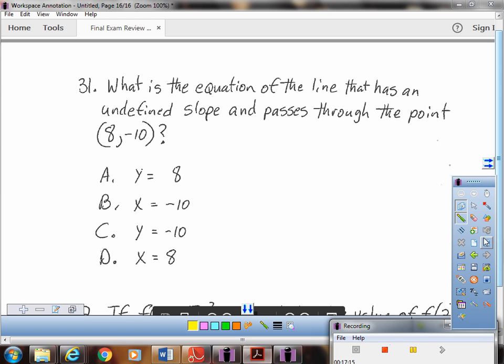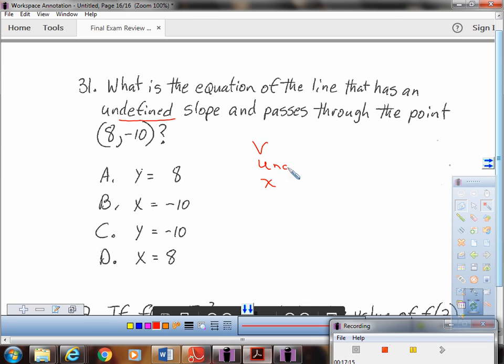Alright, so number 31, what is the equation of the line that has an undefined slope and passes through the point 8, negative 10? If you think about Buck's point, because remember that was the way that we told you to remember your vertical lines, that's what this one is. Undefined would be the U. So V stood for vertical line. And if you look at the equation, it starts with an X. So already I can eliminate A and I can eliminate C. I just need to see which one of these would be the correct one.